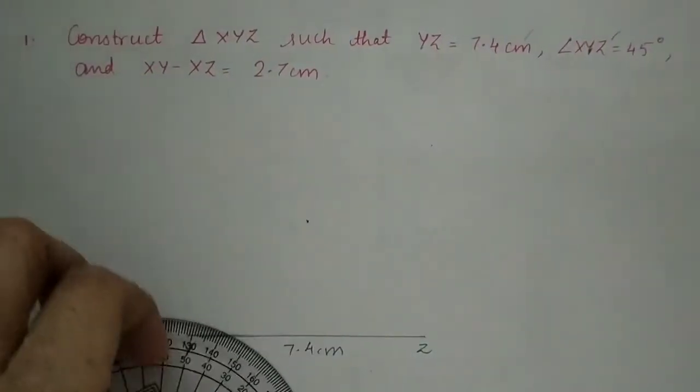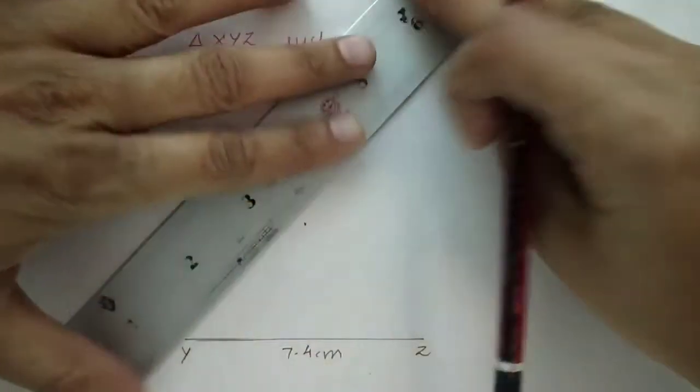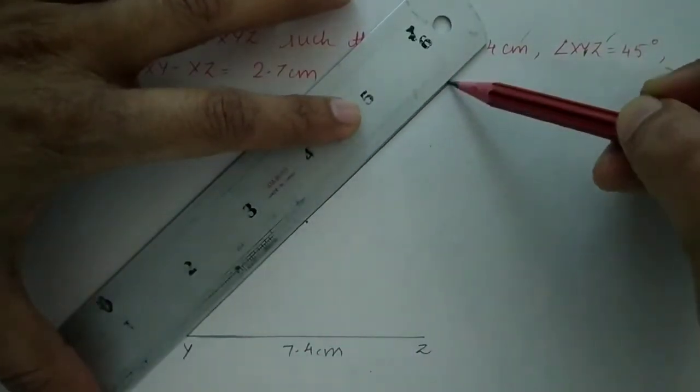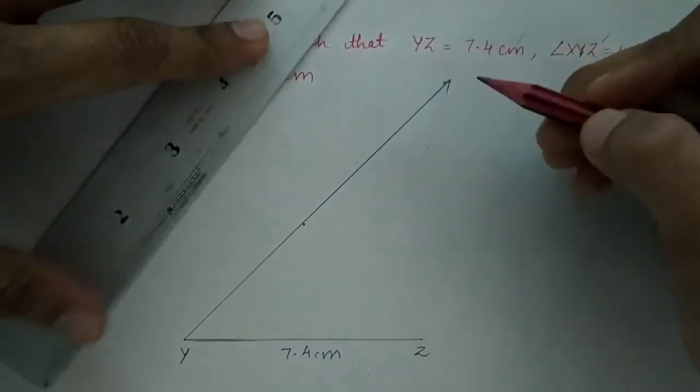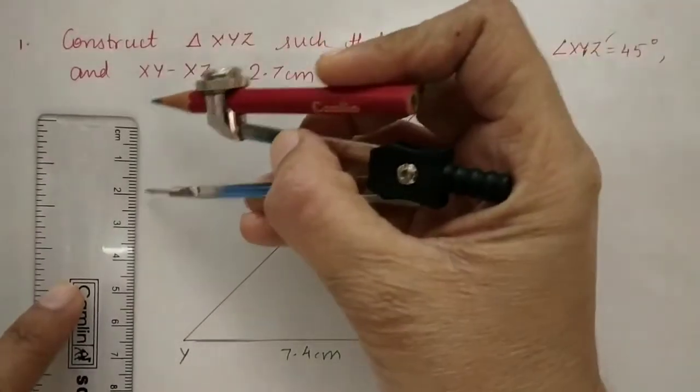And now I'll be drawing a ray here. This is the ray of 45 degrees. After doing this, we have to look at XY minus XZ, which is 2.7. First I'll take 2.7 on the compass and I'll tell you what to do next. So I'll take the ruler and take this distance as 2.7.